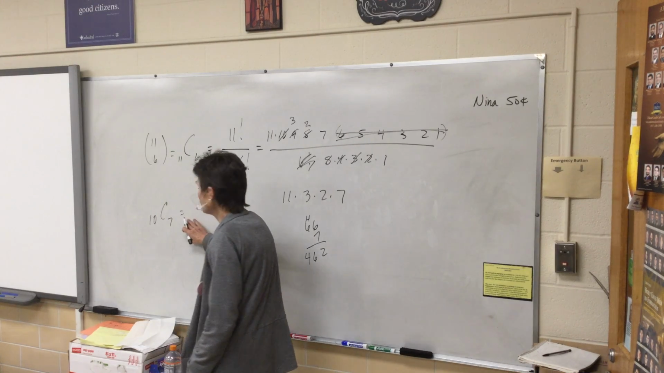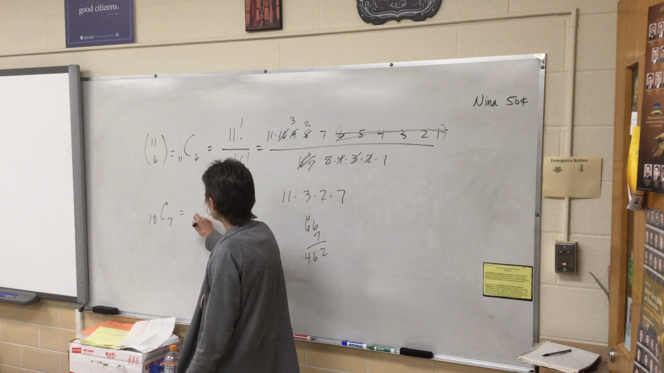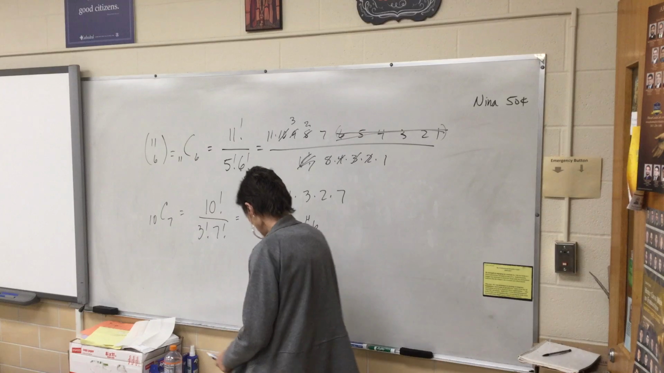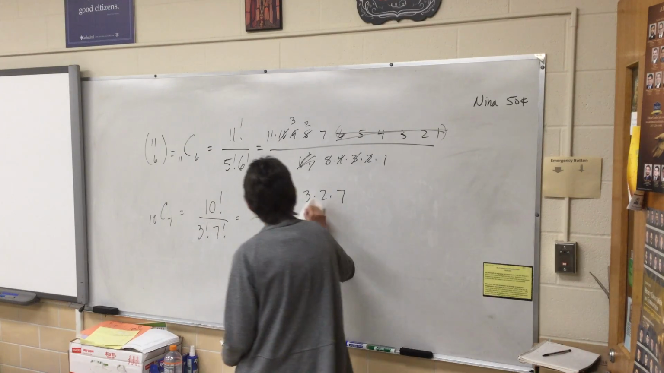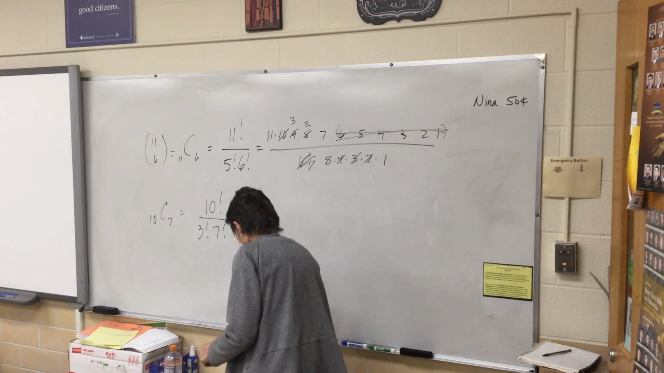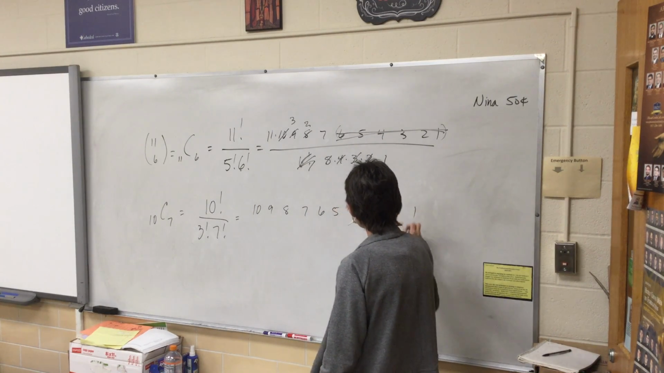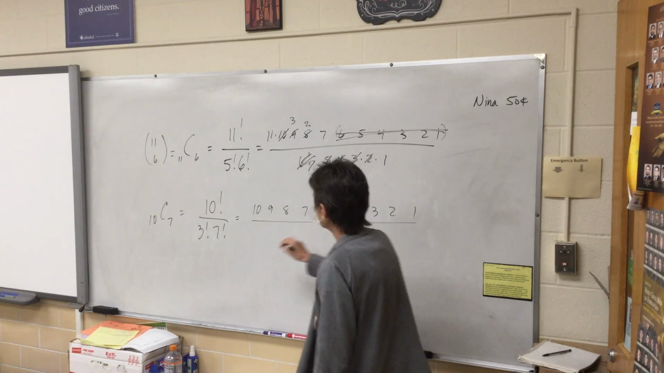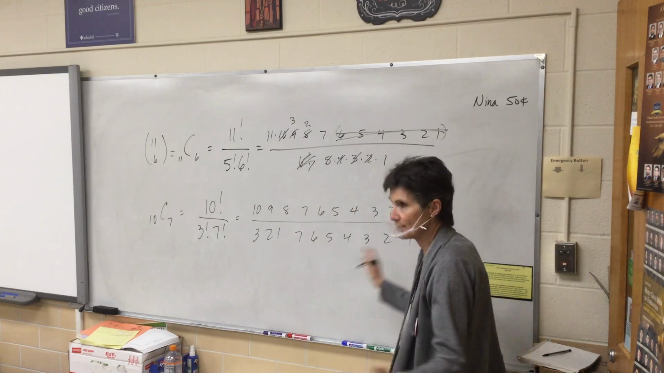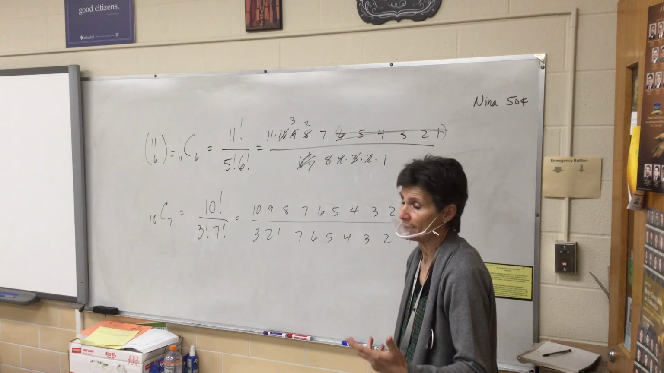All right, let's check it out. What's our formula? What's the initial setup for this? 10 factorial over 3 factorial, 7 factorial, right? Okay. So now 10 factorial is 10, 9, 8, 7, 6, 5, 4, 3, 2, 1. And some of you aren't going to write all that out. I am. On the bottom, I have 3, 2, 1, 7, 6, 5, 4, 3, 2, 1. You don't have to write everything out, but if you're not getting the right answer, you might want to.